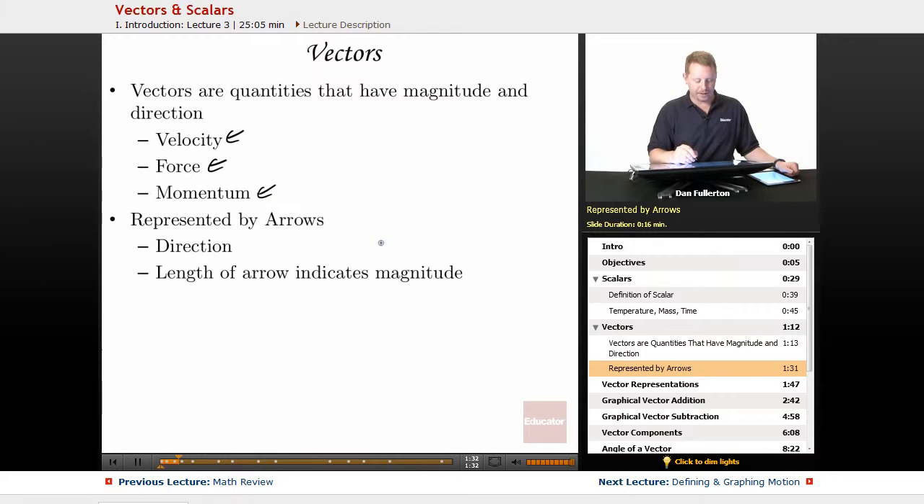And vectors we typically represent by arrows, where the direction of the arrow tells you the direction of the vector, obviously, and the length of the arrow indicates the magnitude or size. The longer the arrow, the bigger the vector.